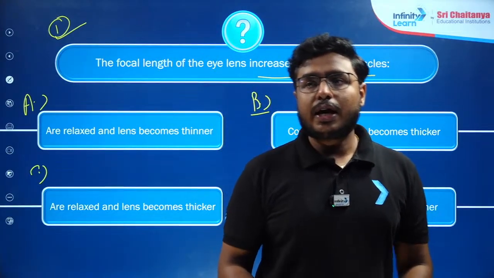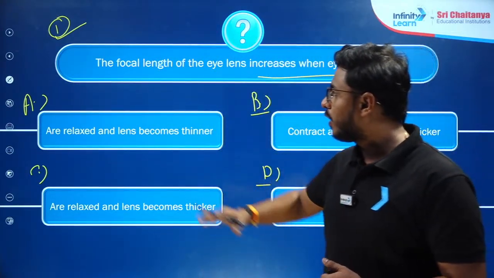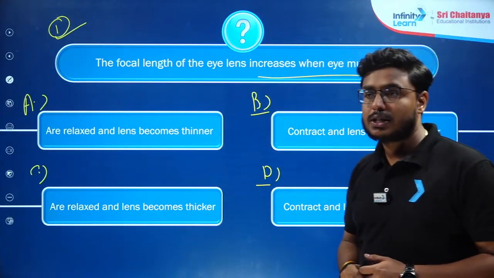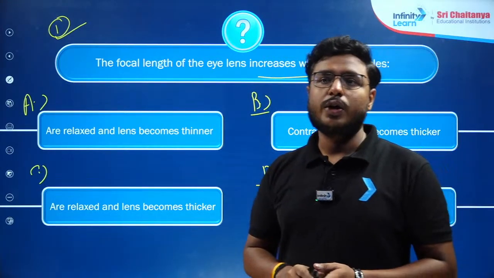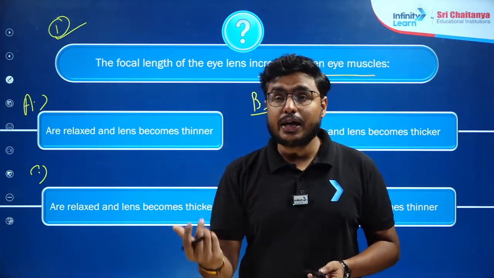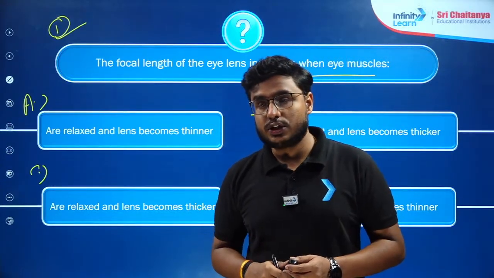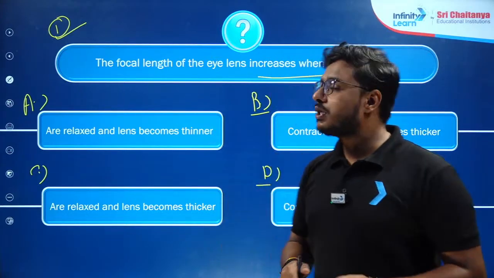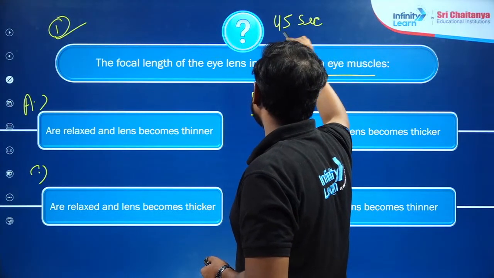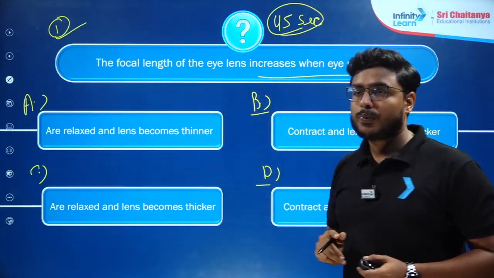So again, read the question carefully. It is talking about the focal length of the eye lens increases when the eye muscles. Here, eye muscles which we are talking about, definitely they are the ciliary muscles which are helping the lens in contraction and relaxation, right? So students, you are having 45 seconds to answer this question. You can answer it in the chat box. Your time starts now. Quickly, everyone.